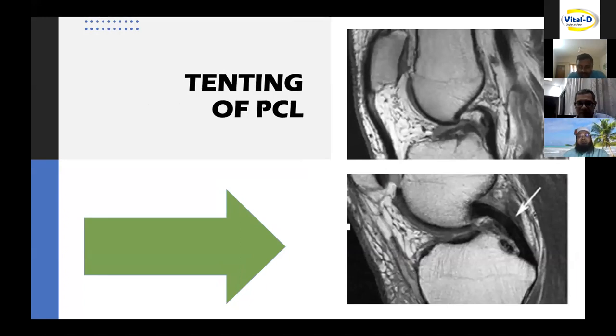And there are some secondary signs of ACL injury. What are they? That is the tenting of the PCL. In the lower figure, you can see the normal configuration of the PCL. But in the upper figure, you can see the obliquity is much more pronounced and there is tenting of the PCL. This is another secondary sign of ACL injury.